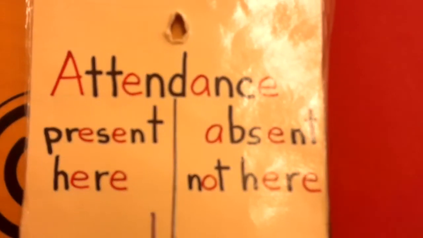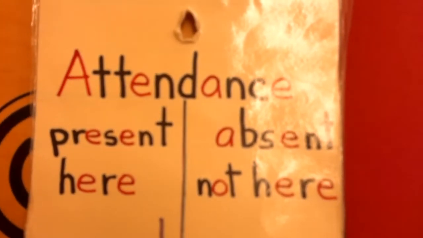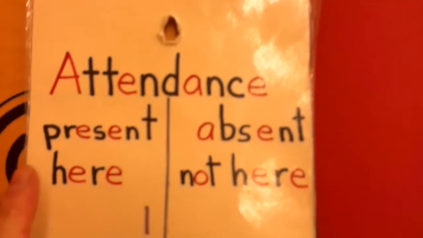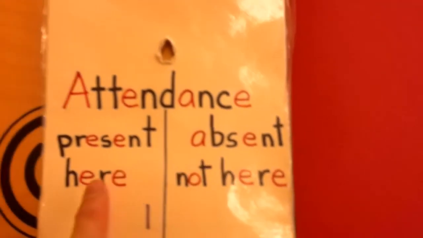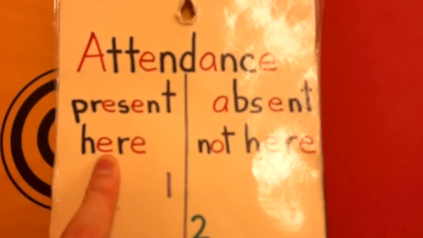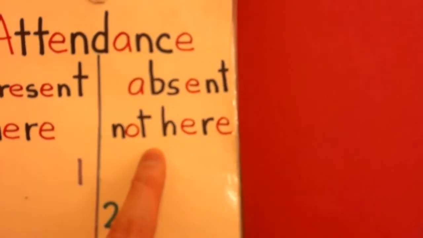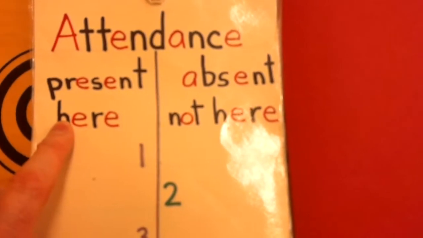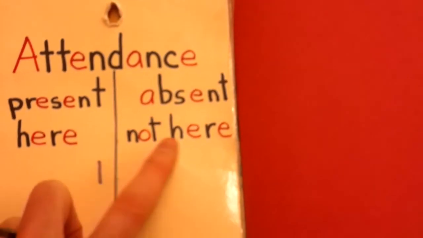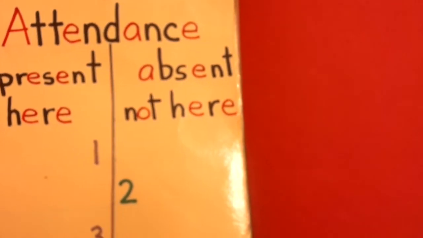The top of the chart says attendance. The vowels are written in red. This side says present. This side says absent. This side says here. This side says not here. Present and here mean the same thing. Absent and not here means the same thing.